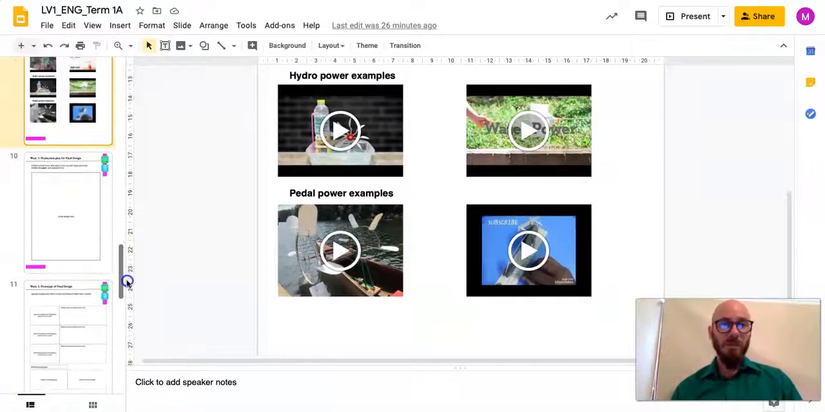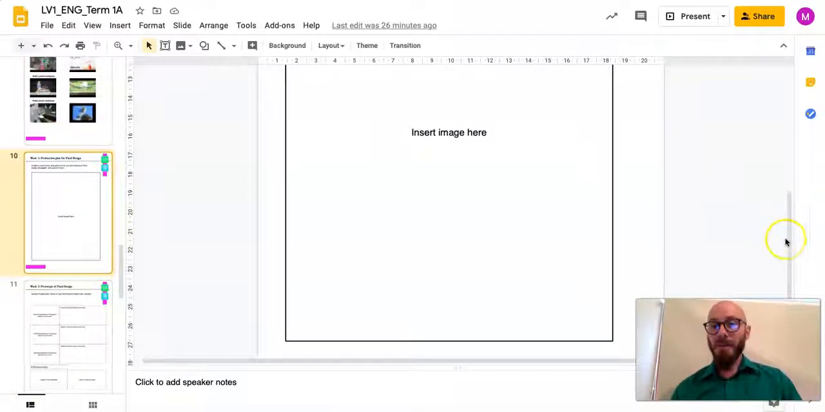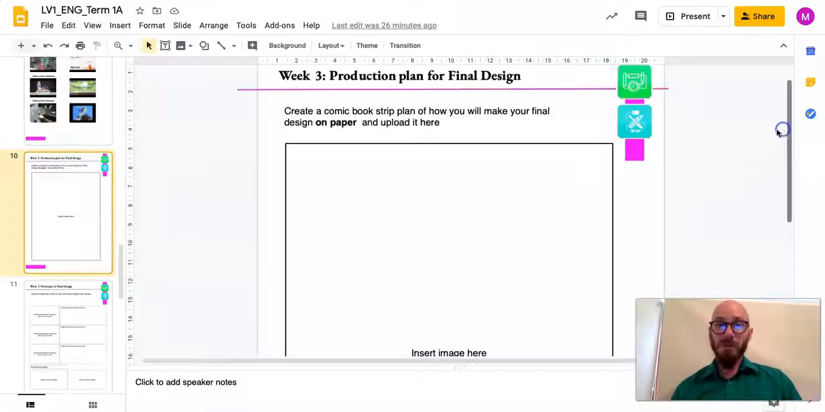Then you're going to be thinking about, before you start making, a plan of what you need to do, and you're going to use a comic book strip style plan or production plan of what you need to do to make your design. So remember, a production plan outlines each step that you need to do and the health and safety considerations that you need to take into account when you make your product.